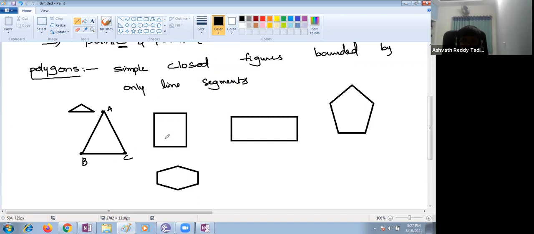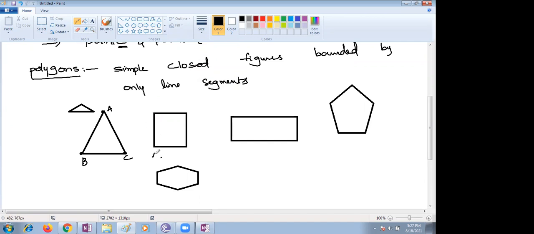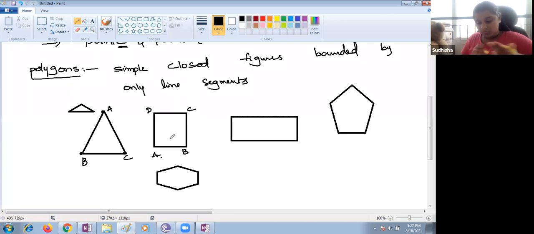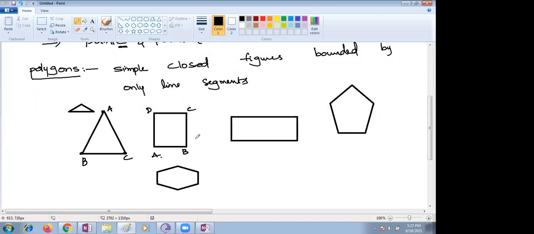Coming to this figure, you observe ABCD is a square. In this ABCD, AB, BC, CD, AD are only line segments. No curves. Suppose in this rectangle, AB is a line segment, BC is a line segment, CD is also a line segment. There are no curved figures.